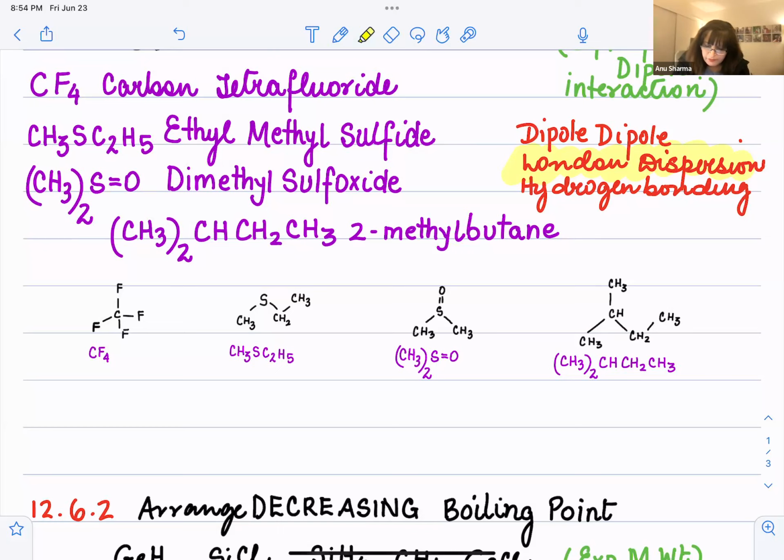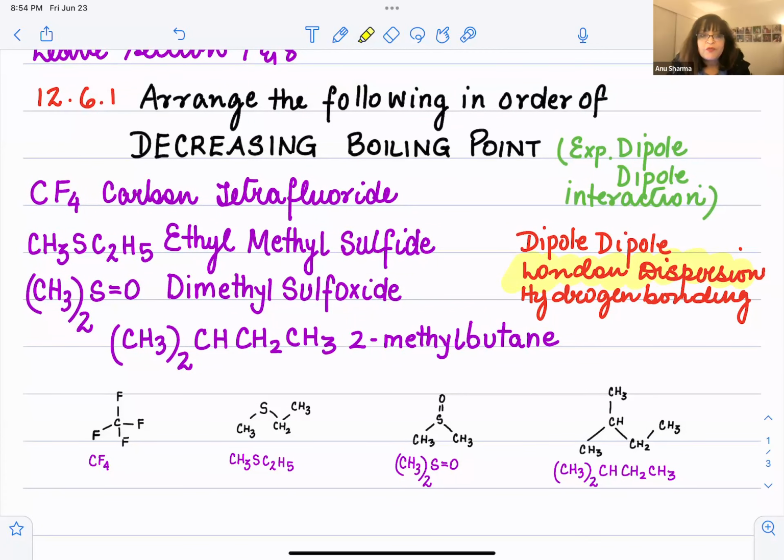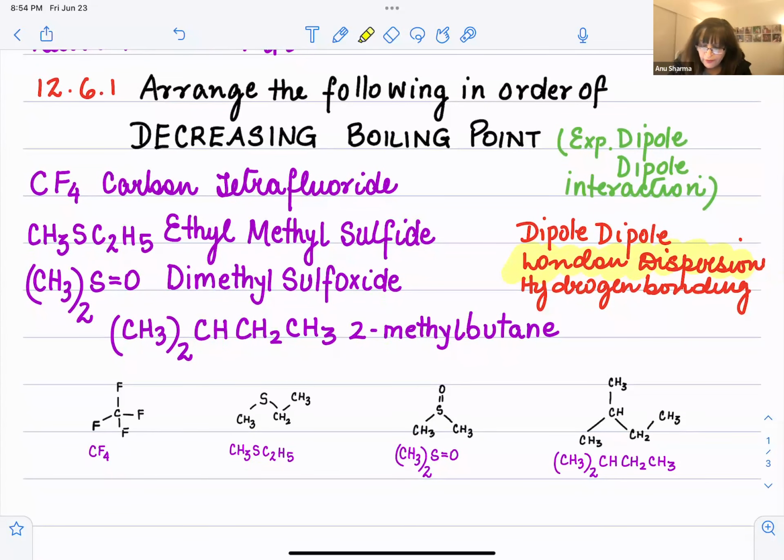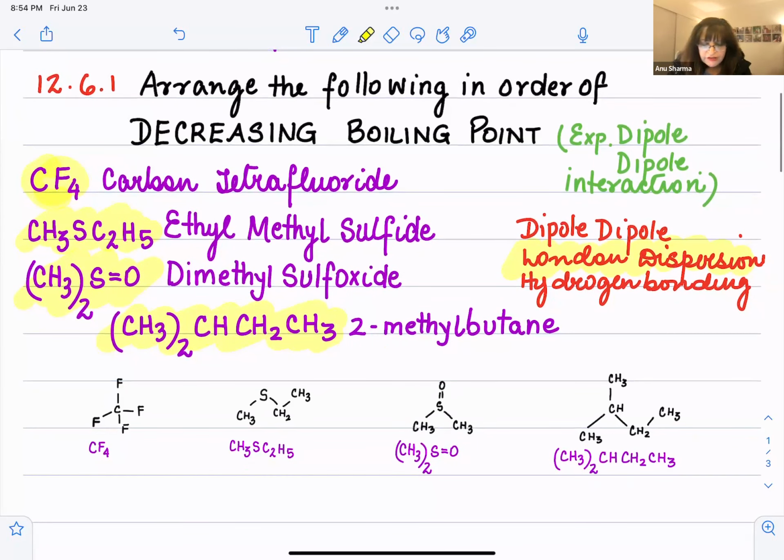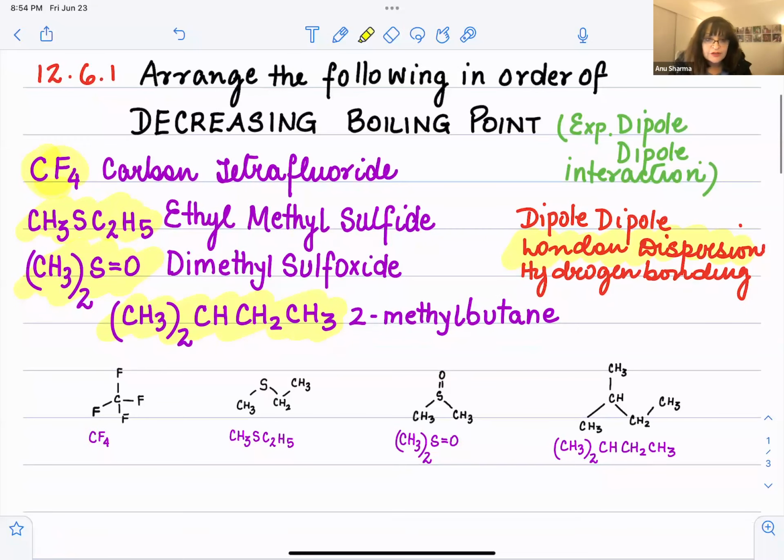So here we are given question number 12.6.1, from the section on intermolecular forces. Arrange the following in the order of decreasing boiling point. You are given carbon tetrafluoride, methyl ethyl sulfide, dimethyl sulfoxide, and methyl butane. Now here's the deal. In Chem 30A or Chem 192 or similar courses, we have not taught you organic chemistry, drawing structures or their names and so forth. So don't worry about it.